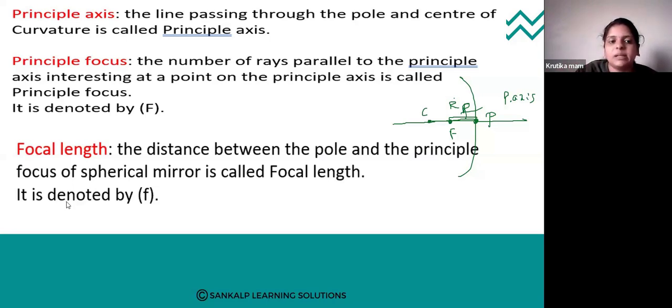So there are total 7 terms. All the 7 terms you need to remember. They can come as fill in the blanks, match the following, or MCQs. So these 7 definitions you definitely need to remember, students.